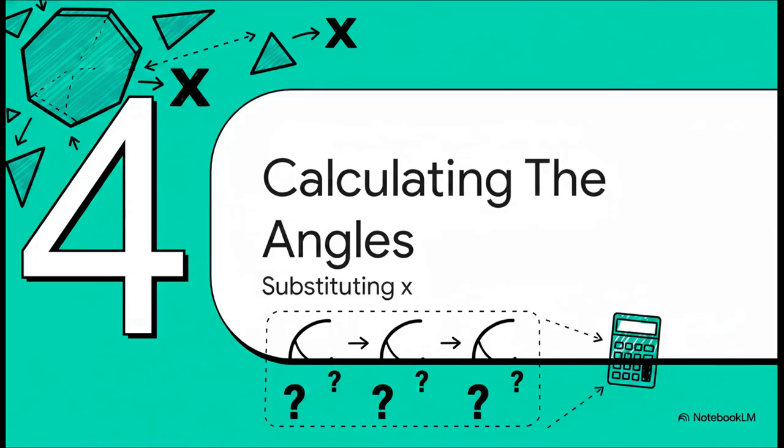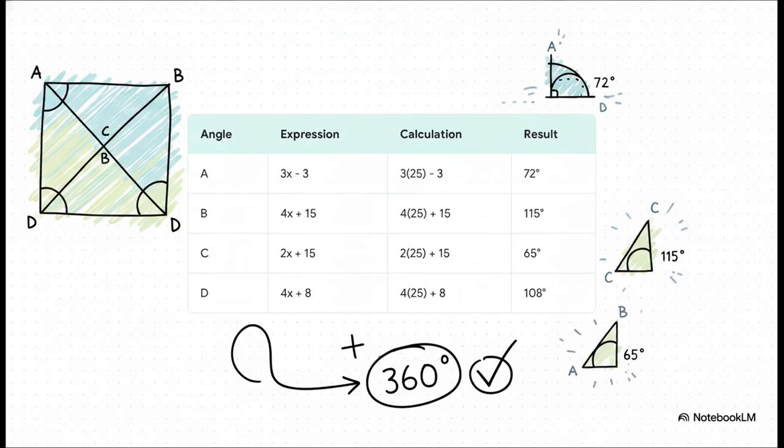So we have x. But hold on, we're not done yet. We haven't actually proven anything about the shape itself. Finding x is just part of the puzzle. The next logical step is to use this value to find out how big each angle actually is. So we just plug x equals 25 back into each of those original expressions. For angle A, we get 72 degrees. For angle B, that's 115 degrees. Angle C works out to be 65 degrees. And finally, angle D is 108 degrees. Now let's do a quick sanity check. Let's add them up. 72 plus 115 plus 65 plus 108, and yep, it equals 360. Perfect. That gives us a lot of confidence that our value for x was spot on.